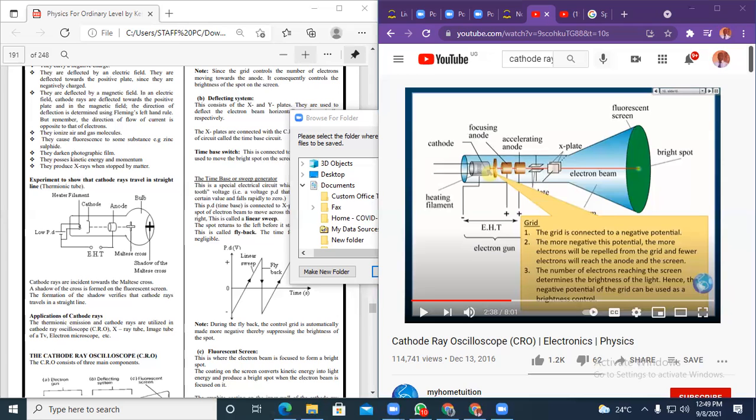And then the less negative the grid, the higher the number of electrons reaching the anode and the screen. Yes, correct.